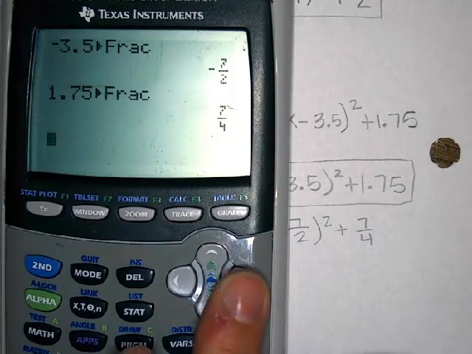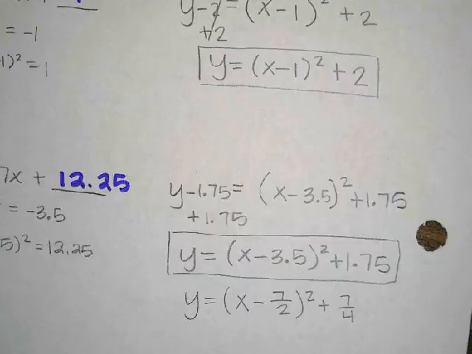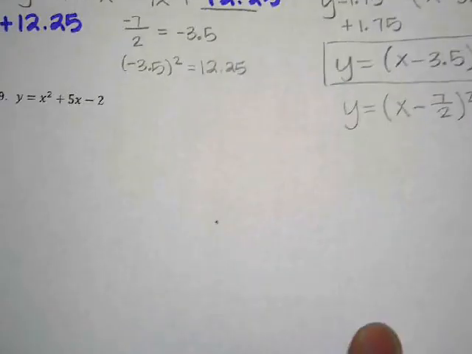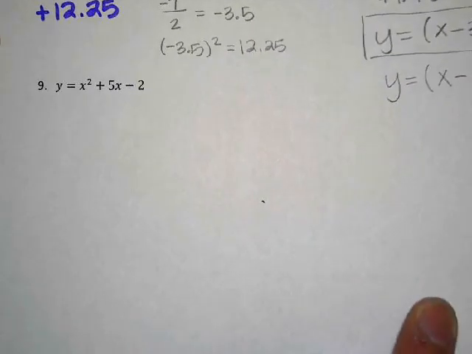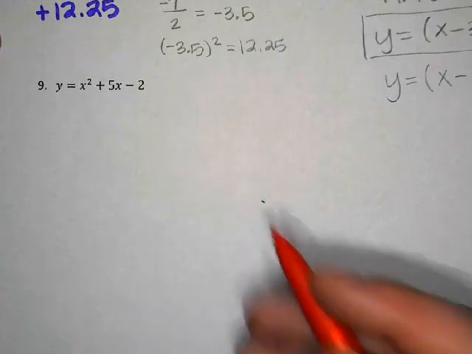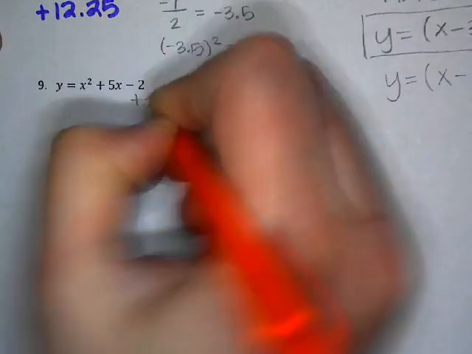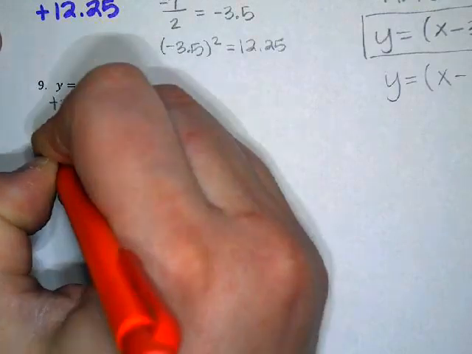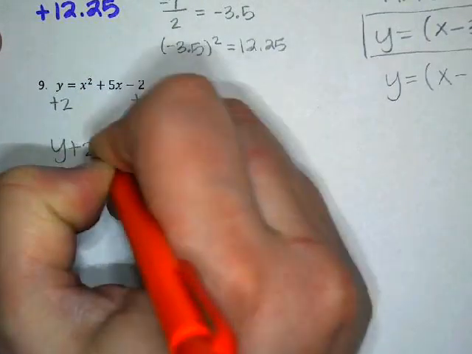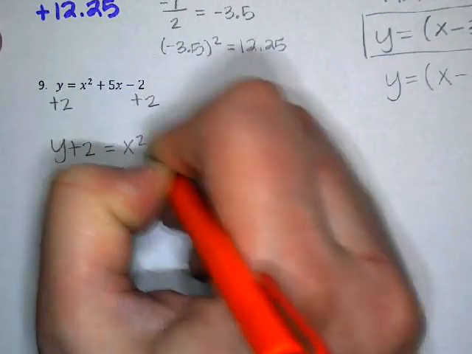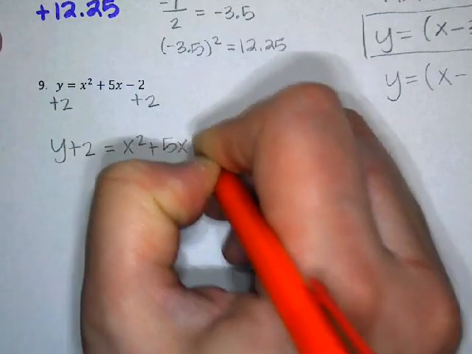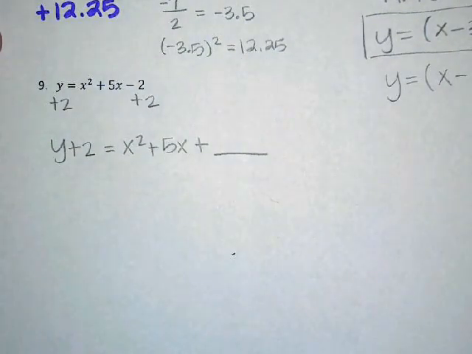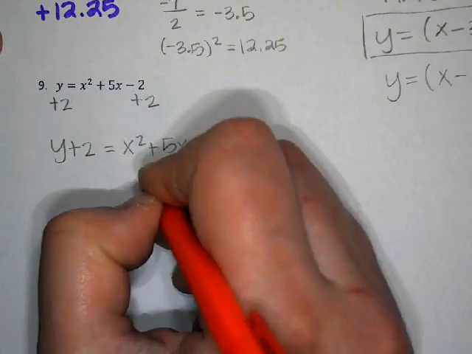Okay? All right. Let's do one more odd number, which means we're going to have more decimals and fractions. So what is my first step? Add the 2. Okay, I've got y plus 2 equals x squared plus 5x plus blank. And then, what do I do? 5 divided by 2 is 2.5.